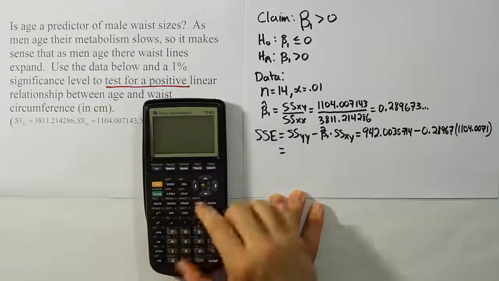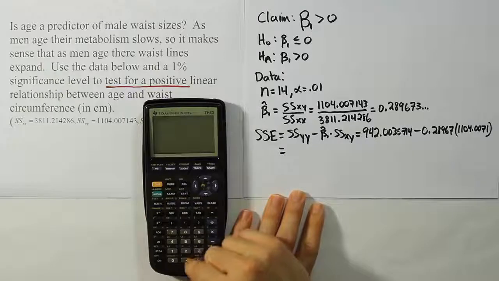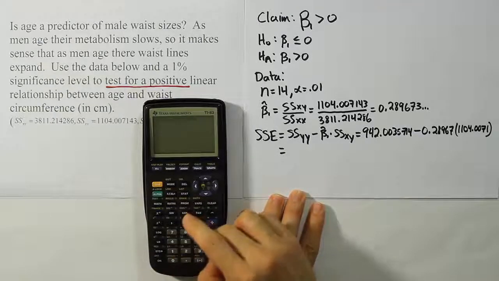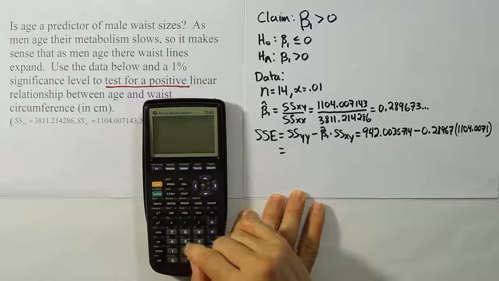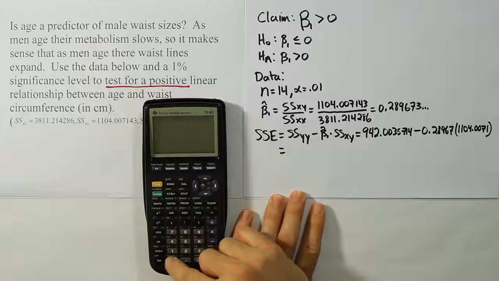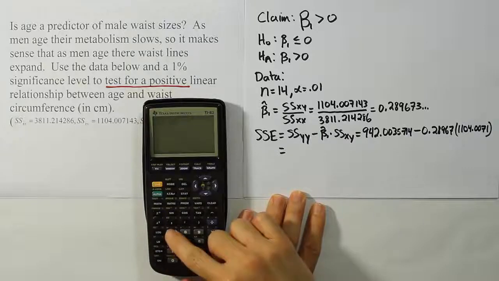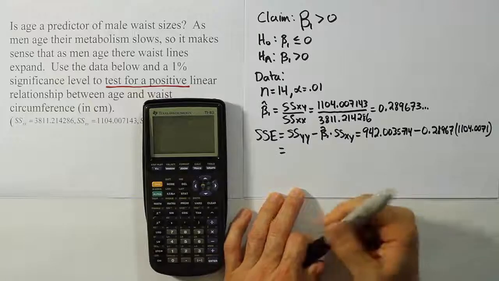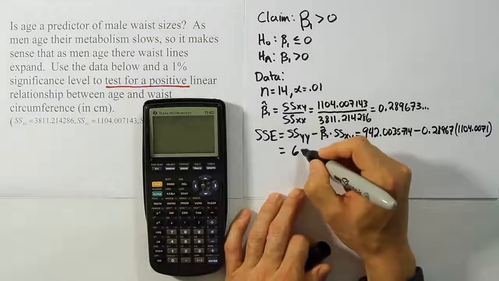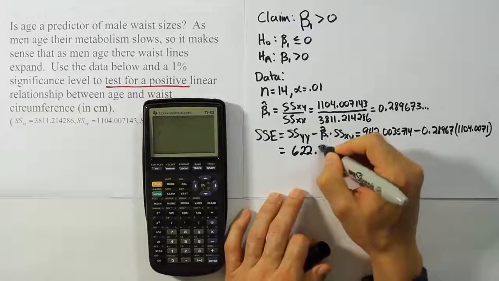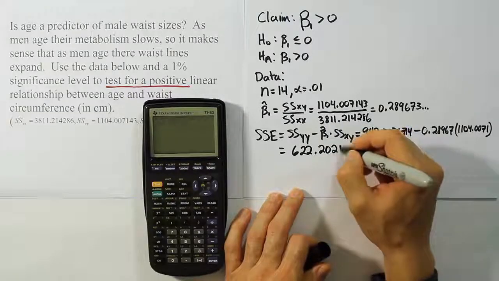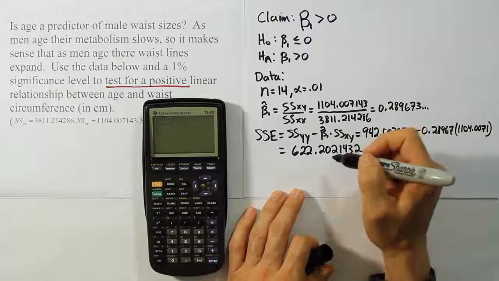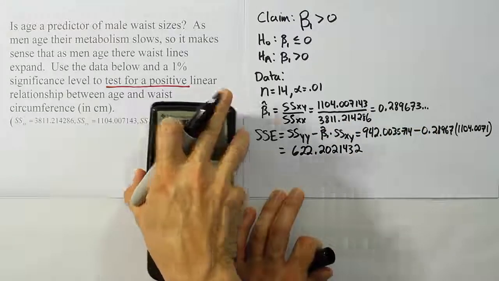Okay, now let's enter that stuff in and see what we get for SSE. So we're going to have 942.00355714 minus the slope times 1104.007143. And when we're done, we get 622.2021432. So that's our sum of square for error. All right, I'm going to leave that in my calculator because we're going to need it in just a second.